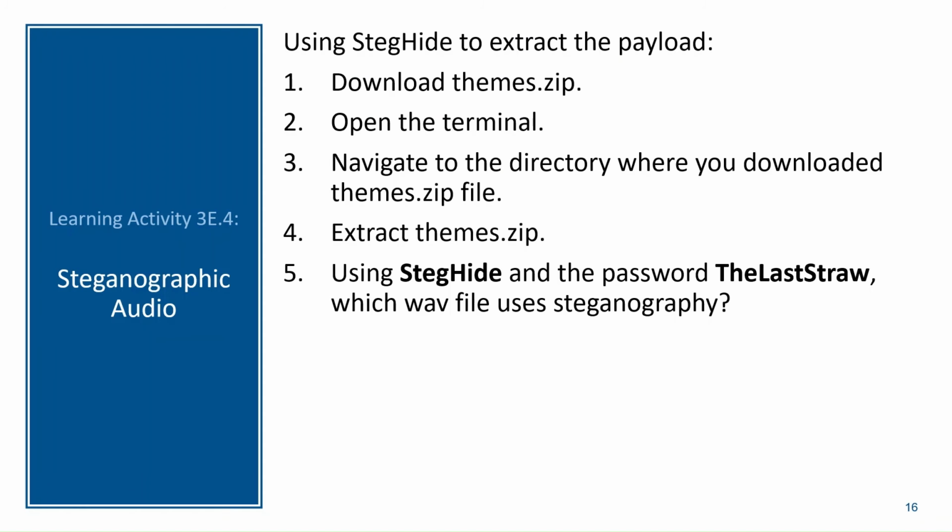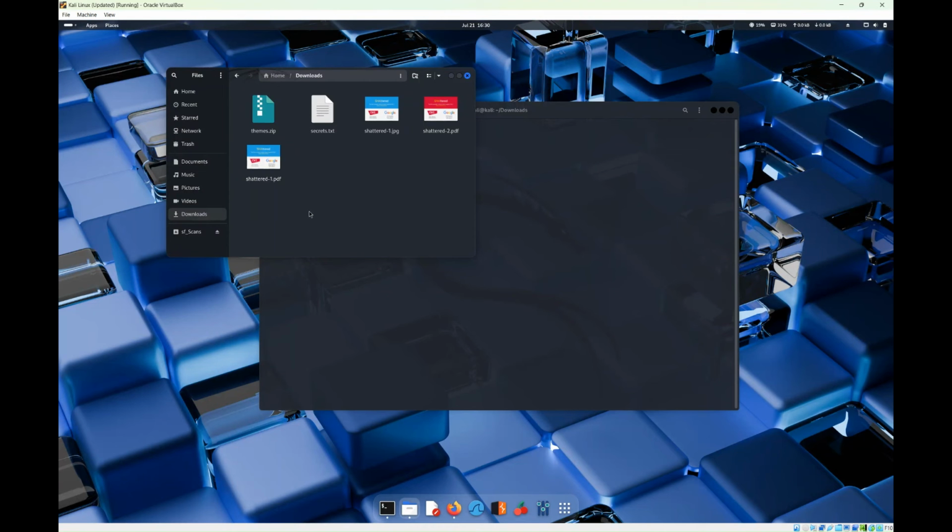So now I want you to try a learning activity. Use steghide to extract the payload. Download the themes.zip file, open the terminal, and then navigate to the directory where you downloaded this file. Extract the zip file, and then use steghide and the password the last straw to determine which WAV file uses steganography.